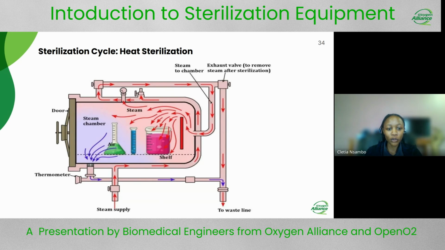So from the steam supply, you can follow the red arrows. That's your steam, and then the steam is led into the chamber. And then after the sterilization process is complete, the steam is now led out to the vents. So these blue arrows show the steam coming out of the sterilization chamber.